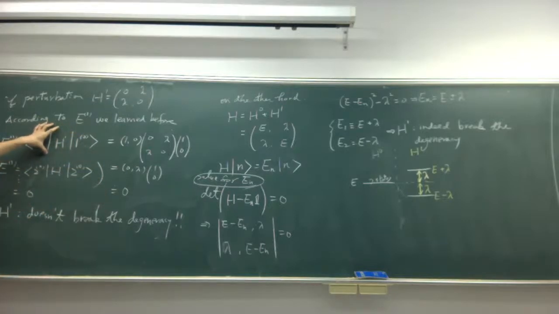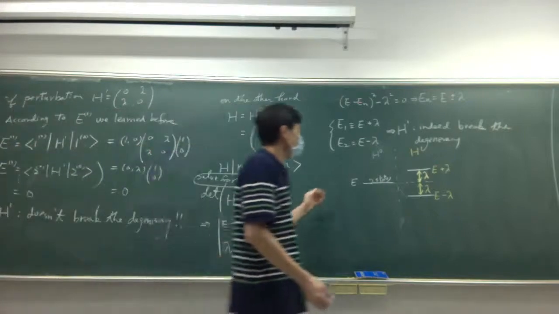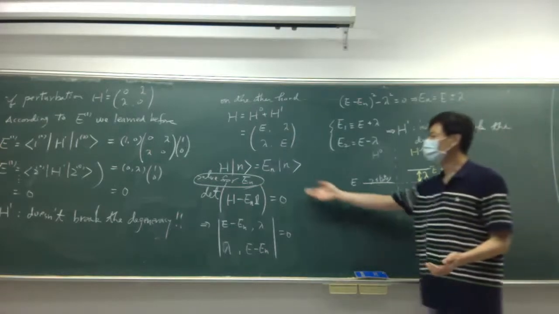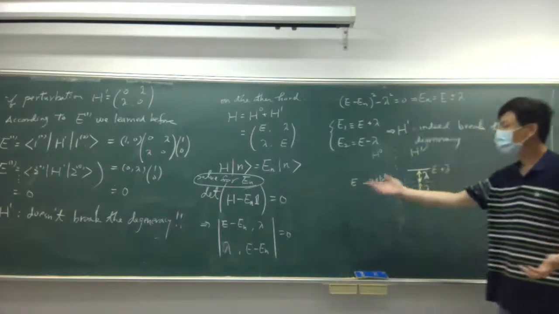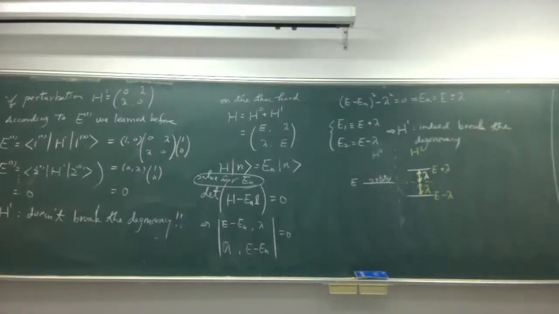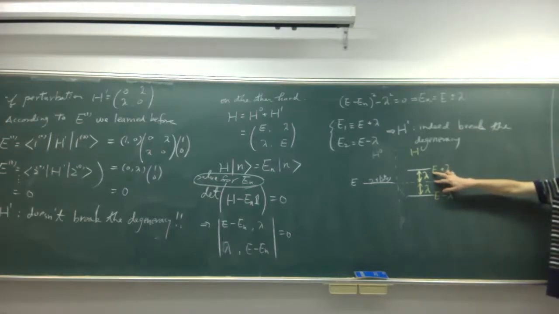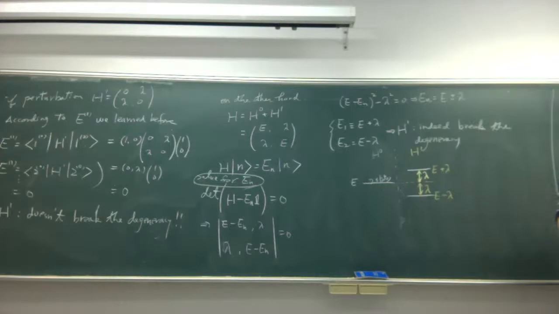theory before fails. It cannot give me the correct answer. So now it's really convinced you that we have to deal with the degenerate case separately. Okay, now let's continue. In this case, we can solve the energy after the perturbation, which means the energy correction is of the order of lambda, and the degeneracy is broken.